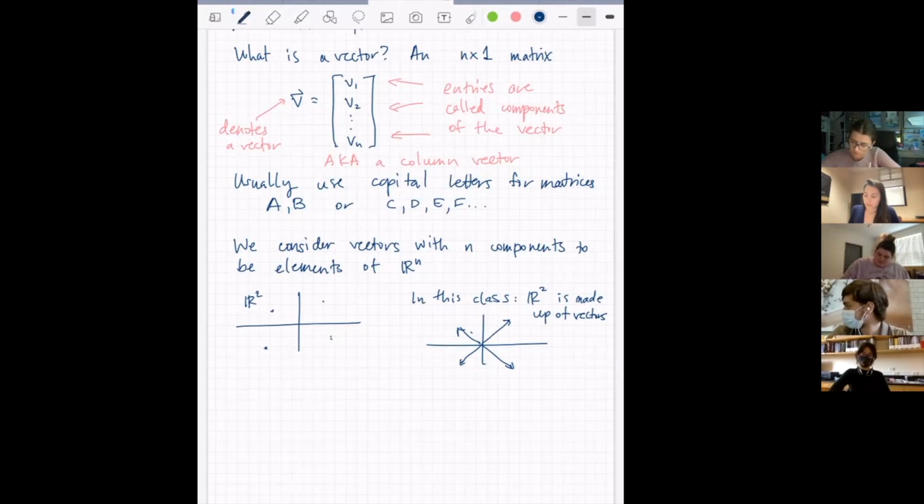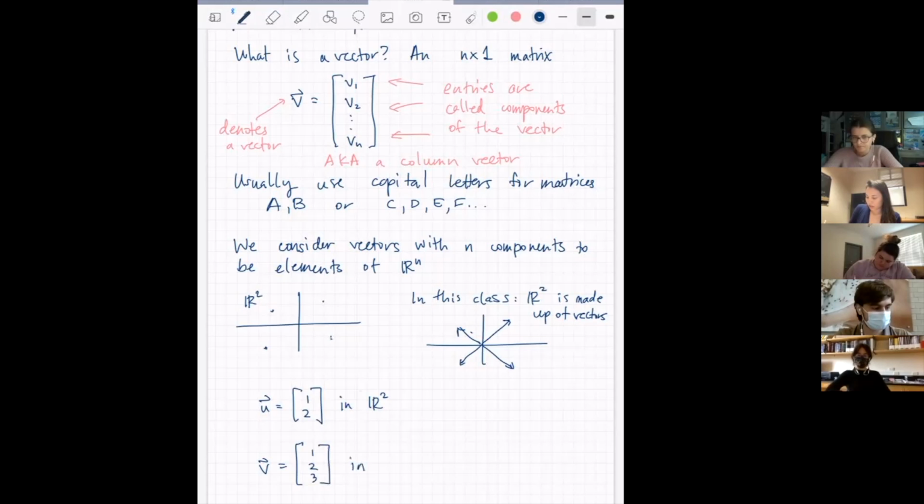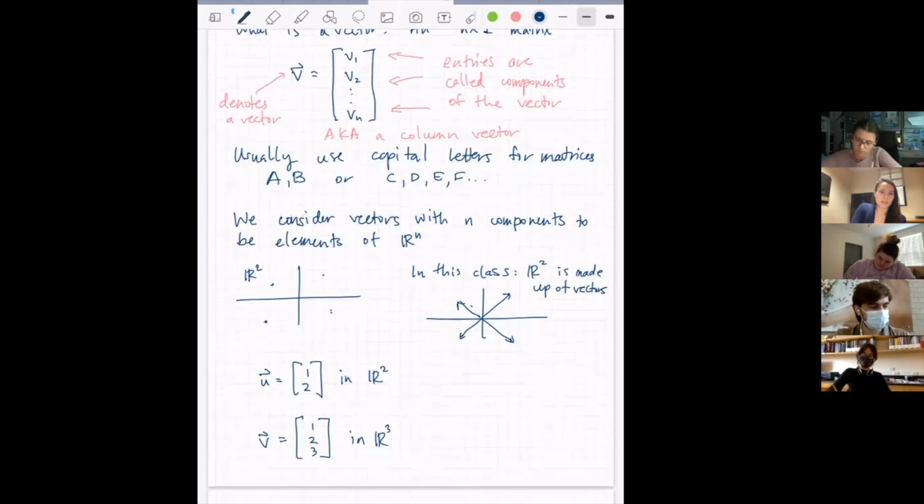Now, the number of entries in a vector will tell you what space it's in. So for instance, this vector I've written down, U, is in R2 because it has 2 entries, right? And then a vector with, let's say we use V, so 1, 2, 3. This is a vector in R3 and so on, right? Okay.